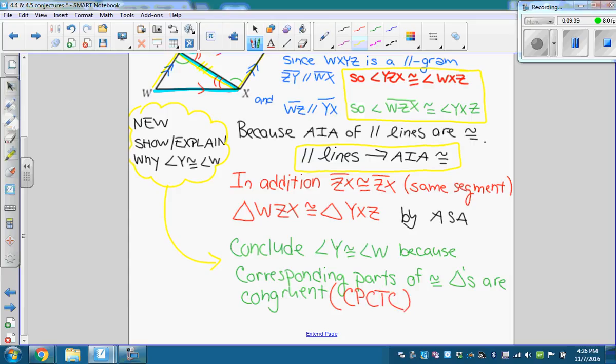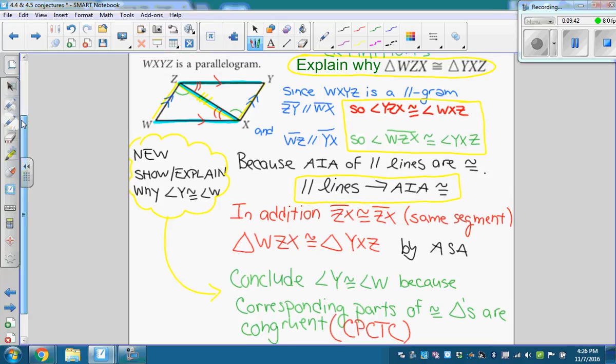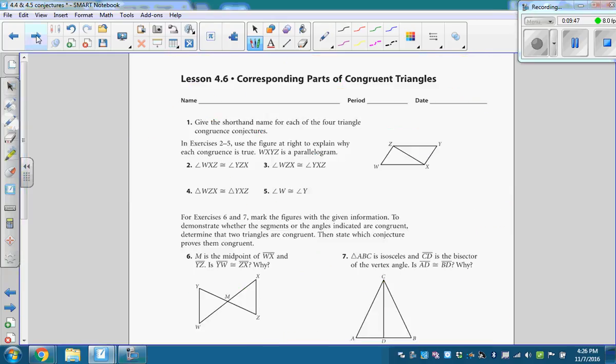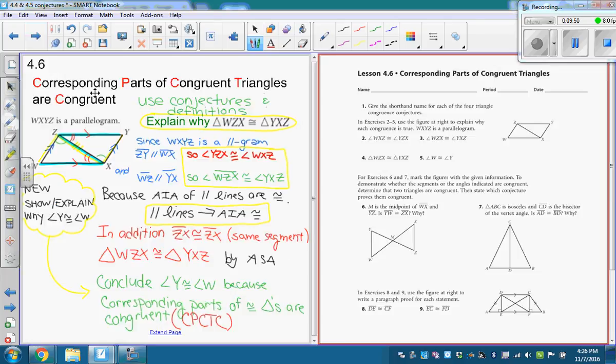So tonight, what you're trying to do is journal a little argument for each of the problems on the worksheet. So, for example, problem 6, you're given M as the midpoint of WX. So you would mark that. And it's also the midpoint of YZ, so you would mark that. And then you're going to write an argument that leads to why WY is congruent to ZX.